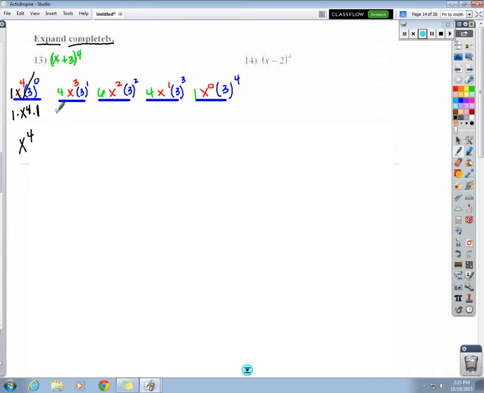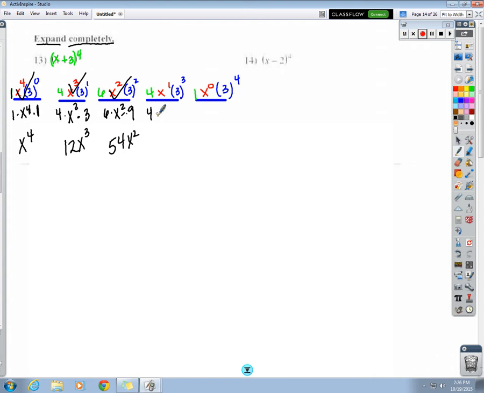Now this one we have 4 times x cubed times what? 3, because 3 to the 1st power is 3. And then what do you get when you multiply those? 12x cubed. Then for the third term, 6 times x squared times 9. 3 squared is 9. What does that become? 54x squared. Right.